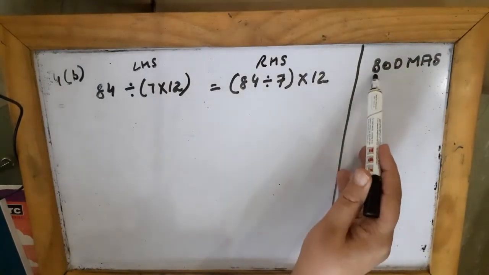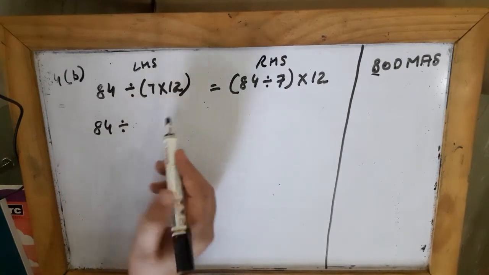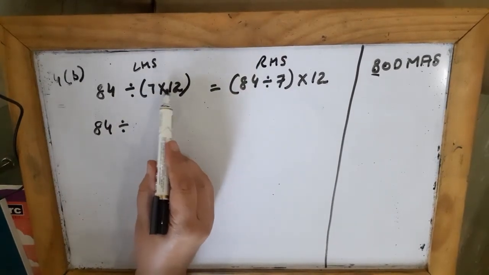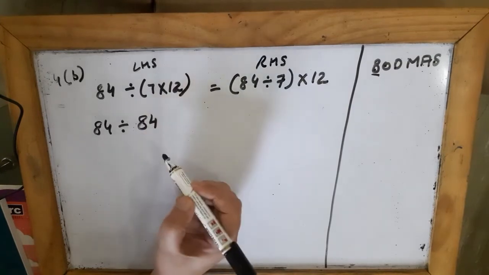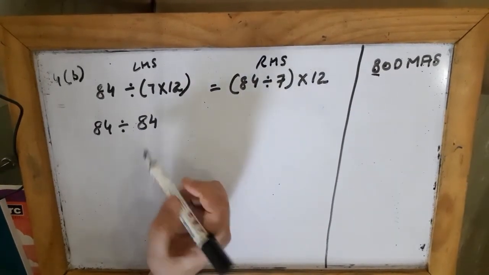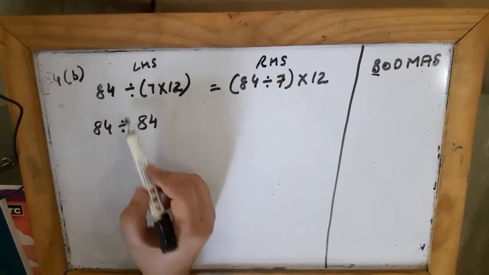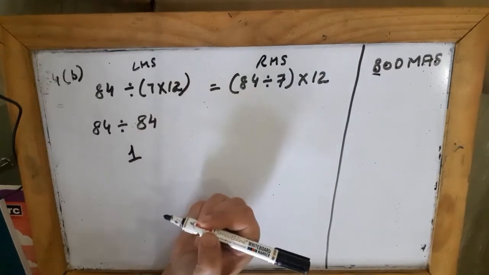So according to the BODMAS rule, first I have to solve the bracket, and inside the bracket you can see it is multiply 7 into 12. 7 12s are 84, right? So I have solved the bracket. So now you can remove the bracket. Now I have 84 divided by 84. So 84 divided by 84 will be 1.